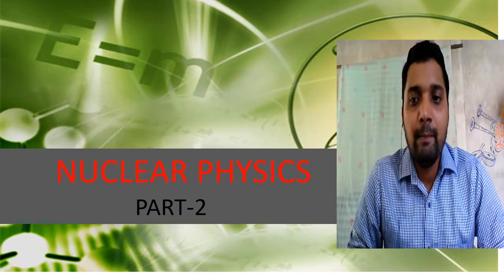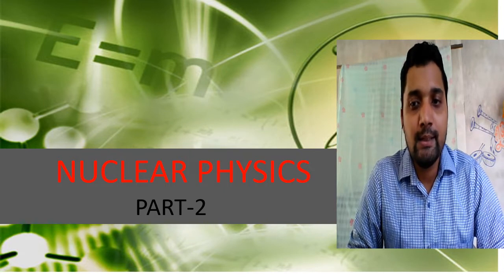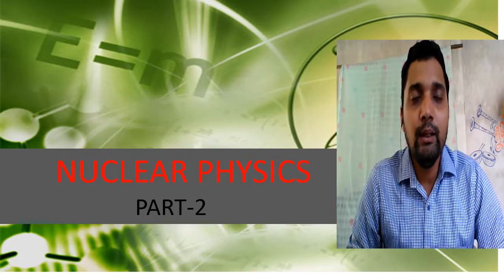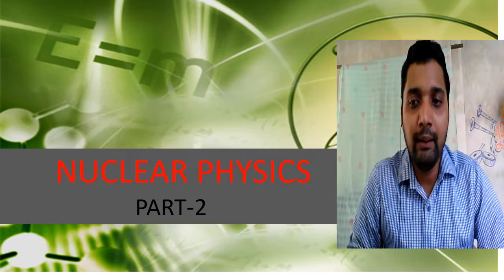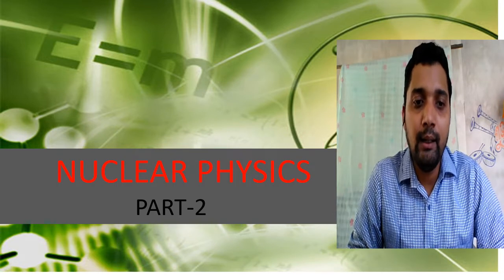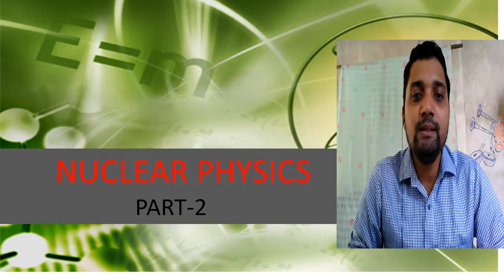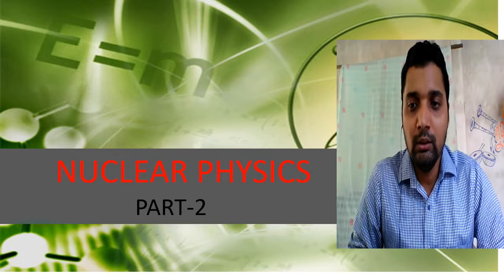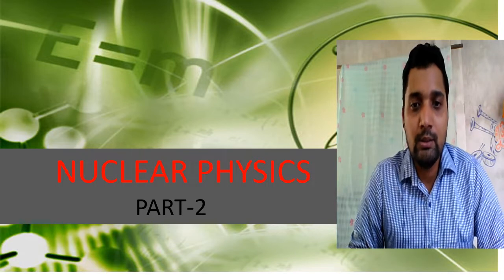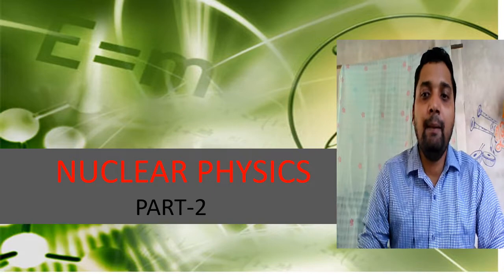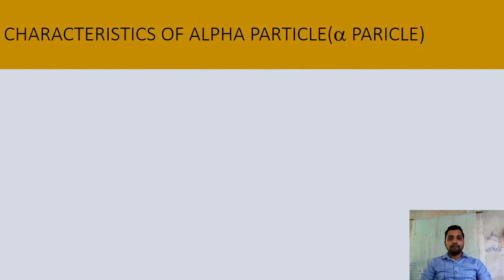In this video, we are going to discuss their characteristics, their nature, and what different changes occur inside the nucleus when a nucleus emits alpha, beta and gamma. So let's start our nuclear physics part 2. First, we are going to discuss the characteristics of the alpha particle.